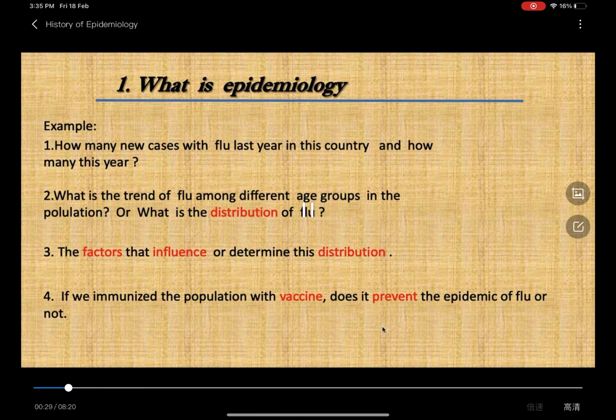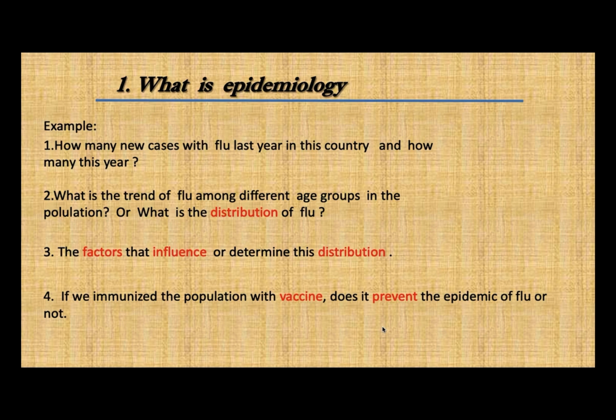So what is epidemiology? Let's take some examples. Like how many new cases of COVID-19 are there in this country, or how many in this month, this year? What is the change of COVID-19 among different age groups in the population? Or what is the distribution of COVID-19? How about the factors that influence or determine the distribution of COVID-19? If we immunize the population with vaccine, does it prevent the epidemic of COVID-19 or not?